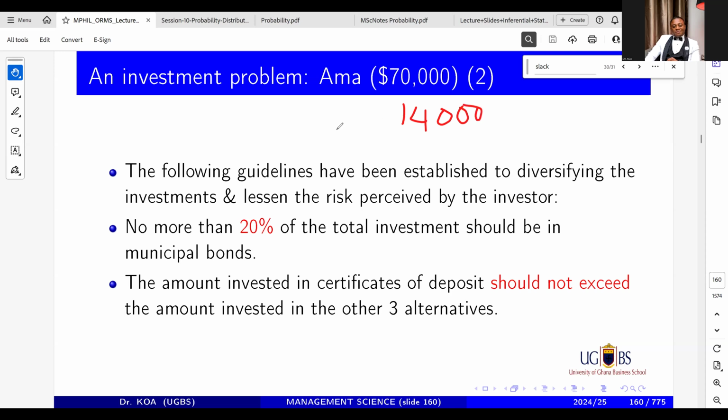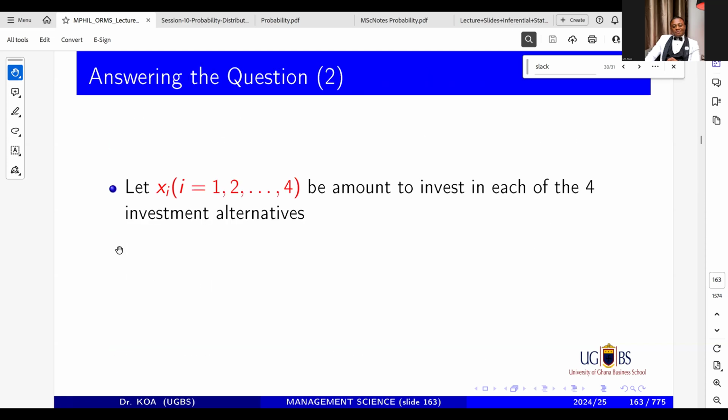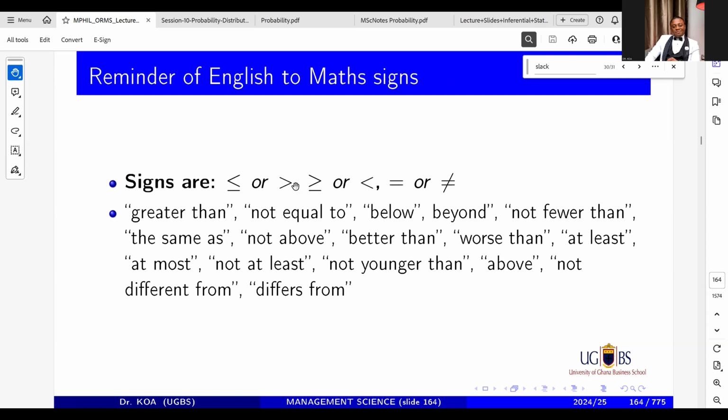No more than. You have to understand the meaning of the phrase "no more than." First of all, what is "more than"? What symbol is that? And second, what is "no more than"? Well, let me take you through a quick exercise so that you can always get these right, because you tend to get these things a lot.